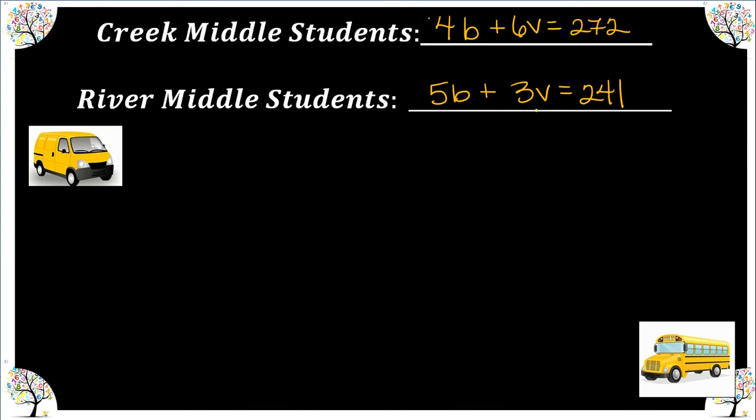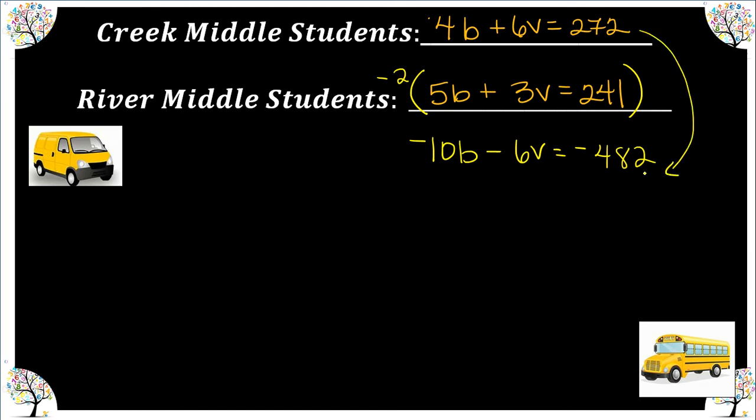So I need a pair of opposites. I don't have one. I could make this 3V become a negative 6V if I multiply through by negative 2. So I'm going to have negative 10B minus 6V equals negative 482. Now I'm just going to rewrite my first equation underneath so everything lines up.